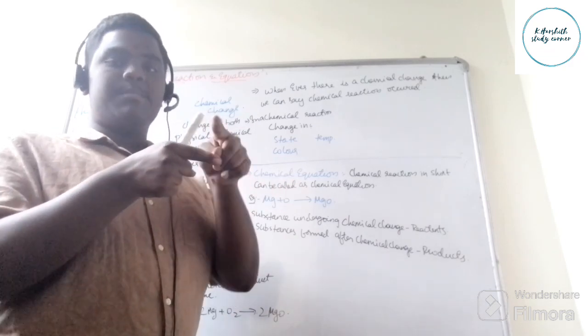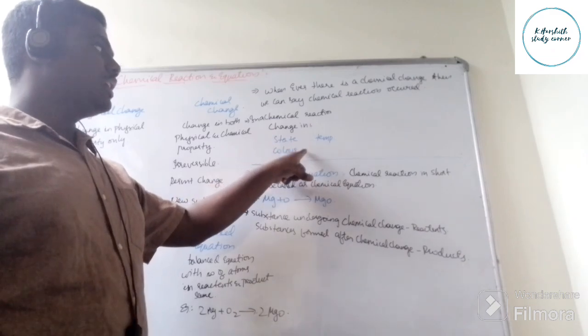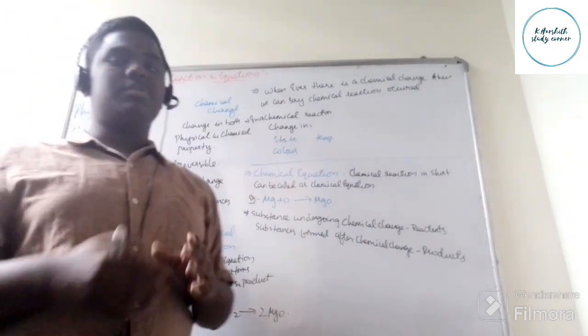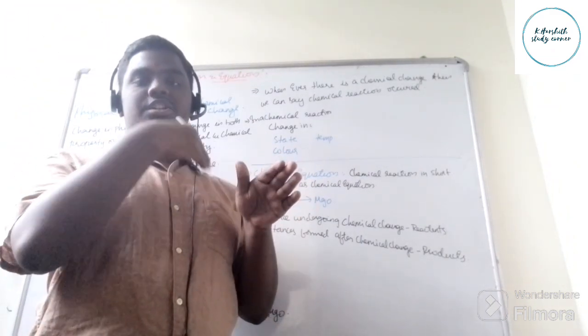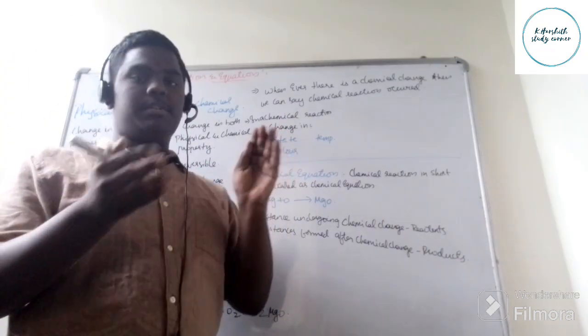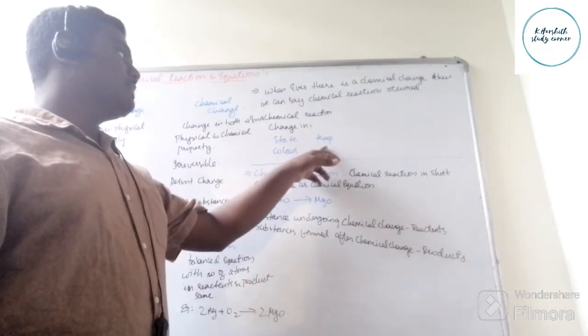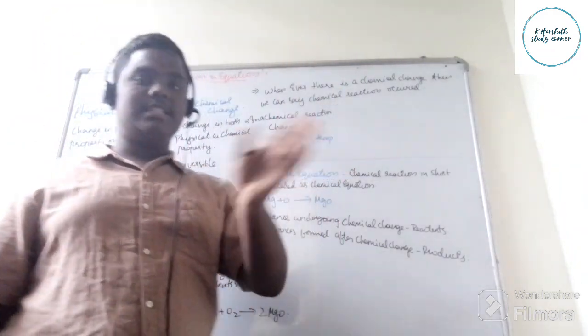And whenever there is a chemical reaction taking place, there are changes in its state, color and temperature. State, in the sense, suppose it's in a liquid form, after the reaction it became gaseous form. This is change in its state. Change in color: before it was green, now it has turned into blue. This is change in color. And temperature, if the temperature is increasing or decreasing.